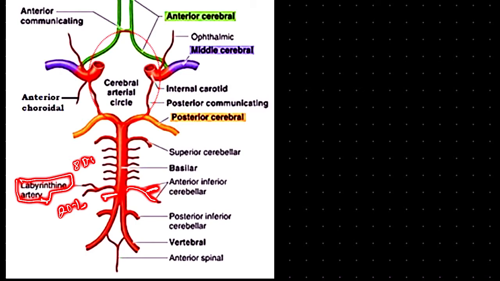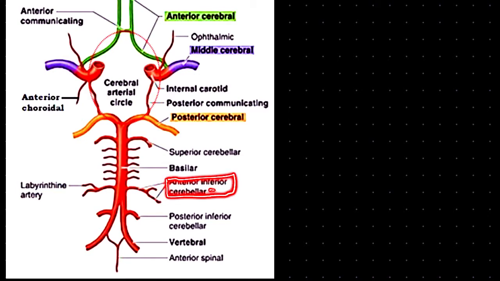So we talked about two branches. One is the anterior inferior cerebellar artery, and from that, in 80% of cases, there is the labyrinthine artery. So let's move on. I have already said that in about 20% of cases, it is the labyrinthine artery.